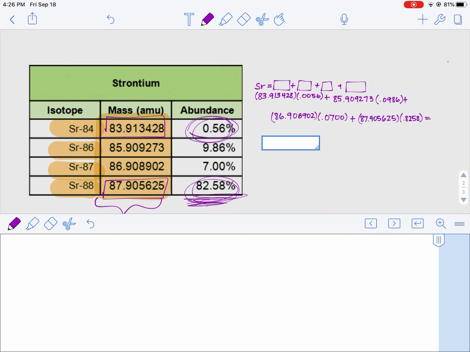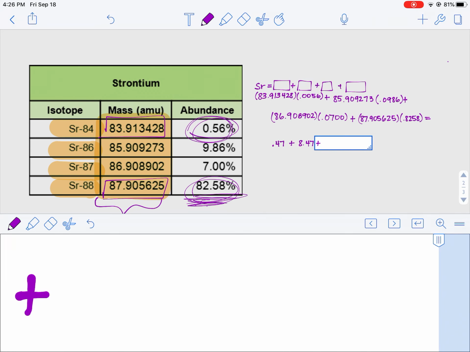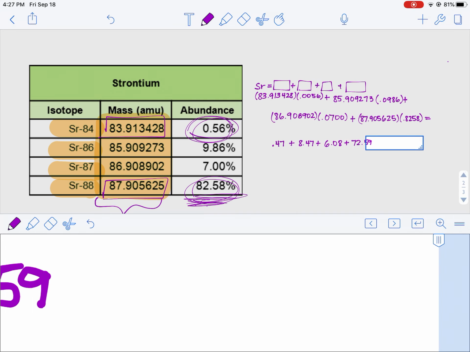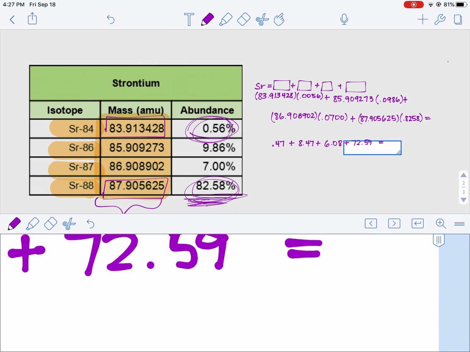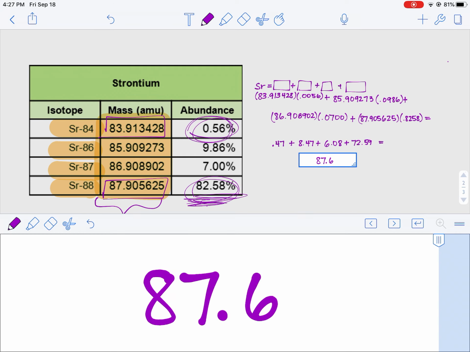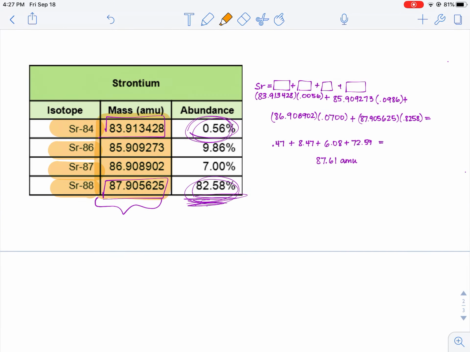When you multiply those first two numbers together, we get 0.47. And then the next set, we get 8.47. And then a 6.08 and a 72.59. Adding all of those up together, we wind up with 87.61 AMUs. And that is the average atomic mass for the element strontium.